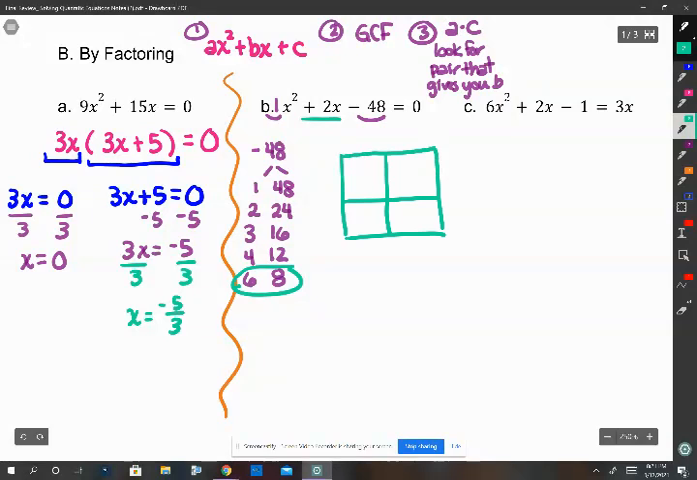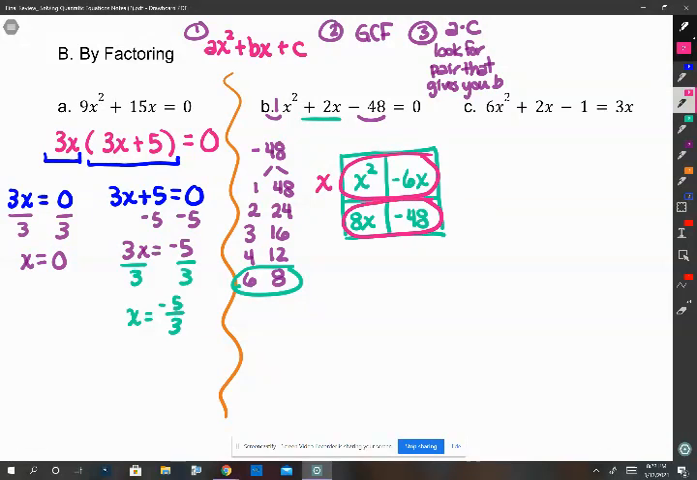And then I like to do it with the box. And so remember, the first term goes in the first box. The last term goes in the last box. And then the pair that we pick goes in the other 2 boxes. So we've got negative 6x and we have 8x. And then we're going to take out our greatest common factor. So as I look at the first row, what does x squared and negative 6x have in common? They have an x. When you look at 8x and negative 48, we're looking to see what they have in common. So 8 goes into 48, so we're going to take out an 8.